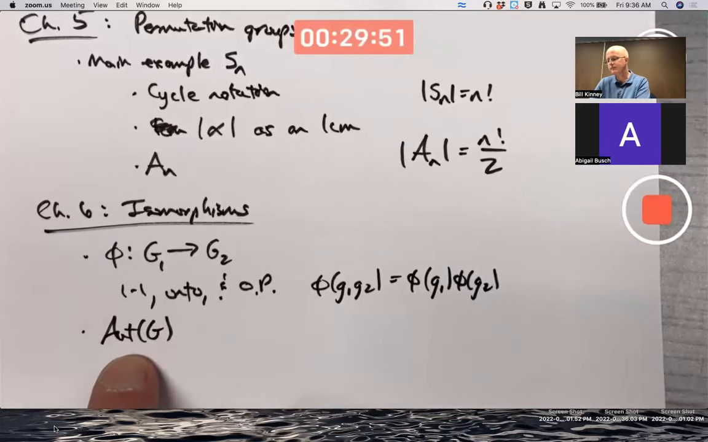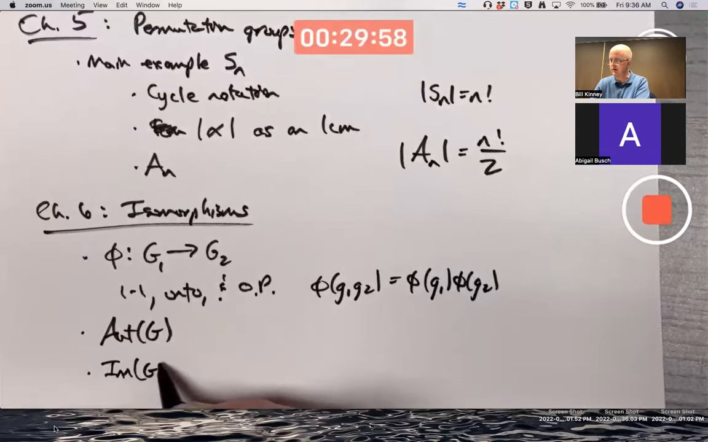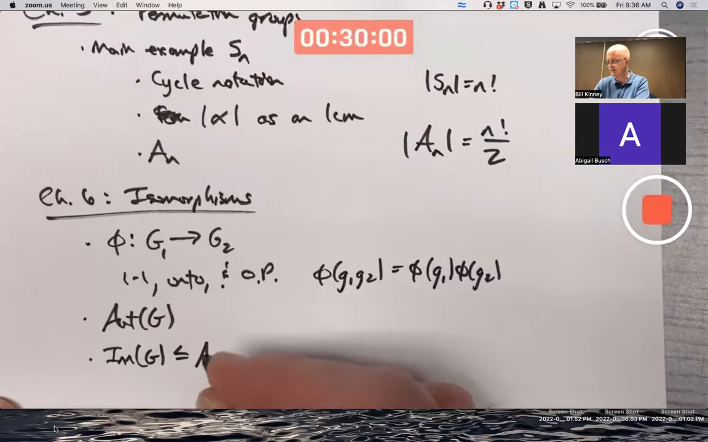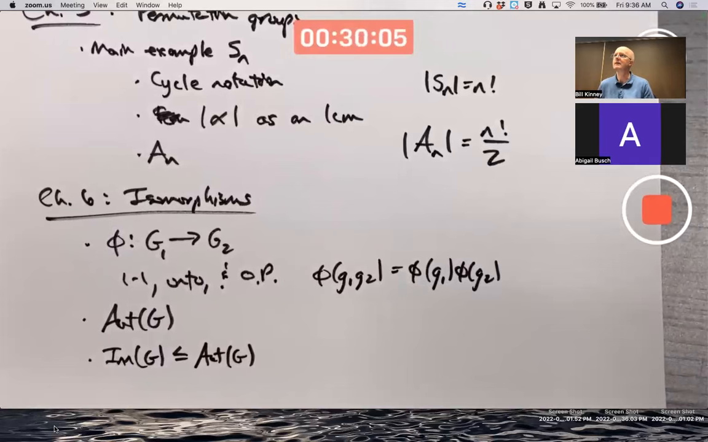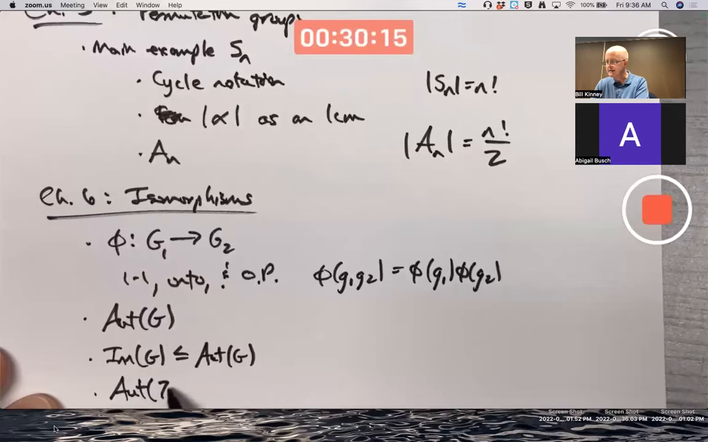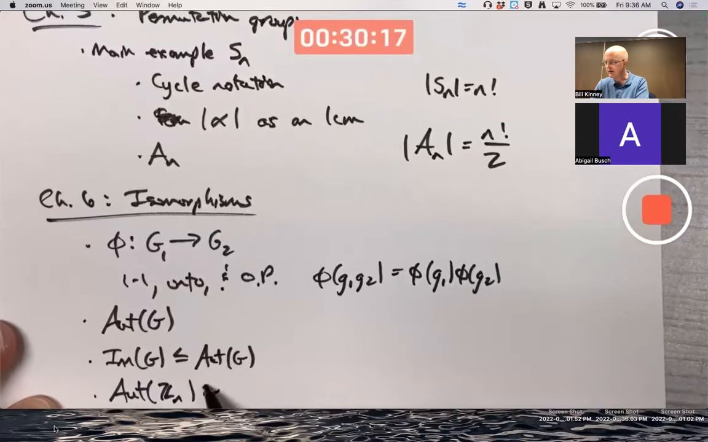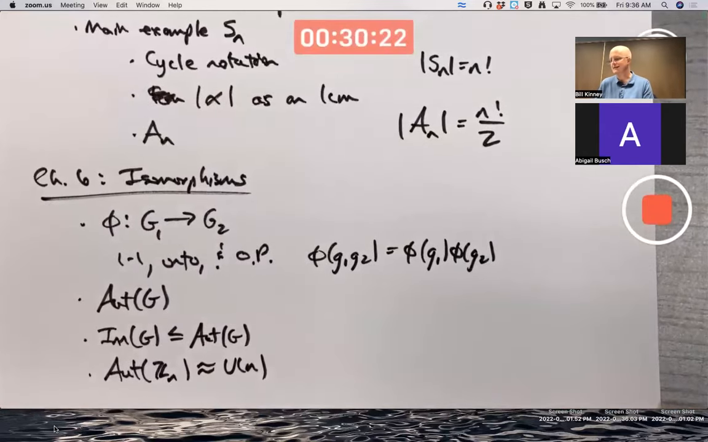But this is a group under function composition. And then there's a subgroup of it, Inn(G), the group of inner automorphisms. Those are special automorphisms that have a special formula. I'll let you look that up. As an example, Aut of Zn turned out to be isomorphic to Un. That's an example of a special fact in chapter 6.